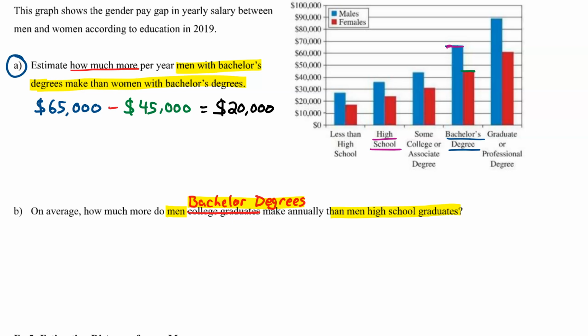And if we're thinking about how much more, we are going to be subtracting again in this example. Then if we look at the average for men that are high school graduates, that looks to be about $35,000. So after we subtract, we get our estimate to be about $30,000.